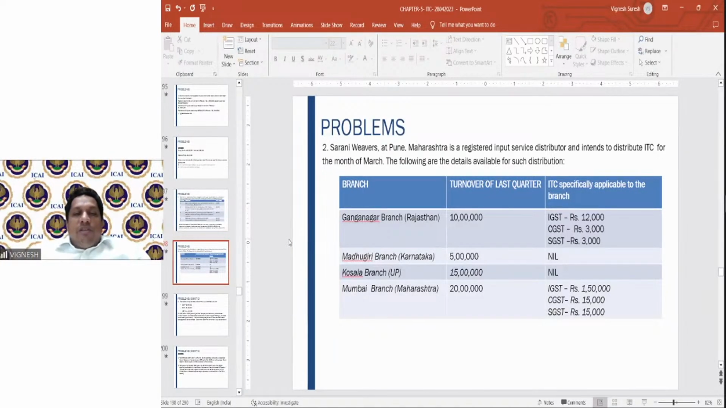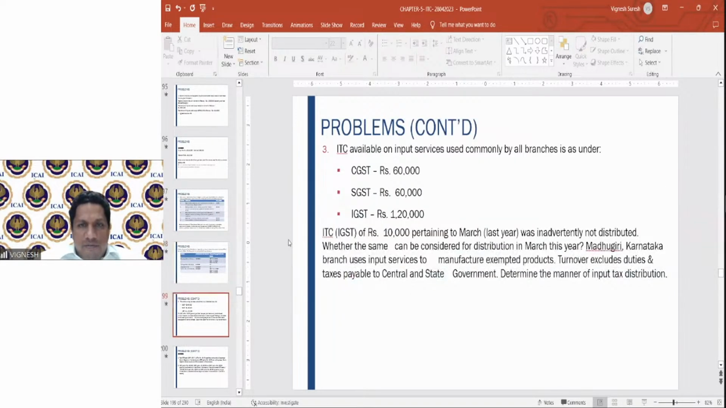Distribute the ITC for the month of March. The following are the details available for such distribution. Ganganagar branch, Rajasthan, 10 lakhs. IGST applicable to the branch, IGST 12,000, CGST 3,000, SGST 3,000. Madhugiri branch, Karnataka is 5 lakhs. ITC applicable is nil. Kosala branch, UP 15 lakhs. ITC applicable is nil. Mumbai branch, Maharashtra, 20 lakhs is the turnover of the last quarter. IGST 1.5 lakhs. CGST 15,000. SGST 15,000. So these details are given.